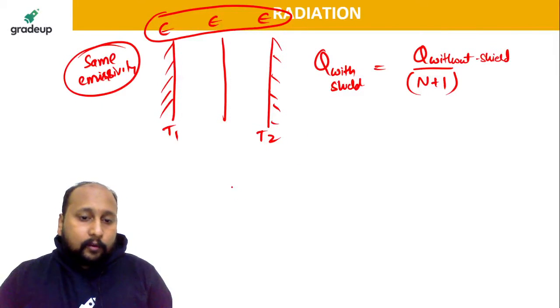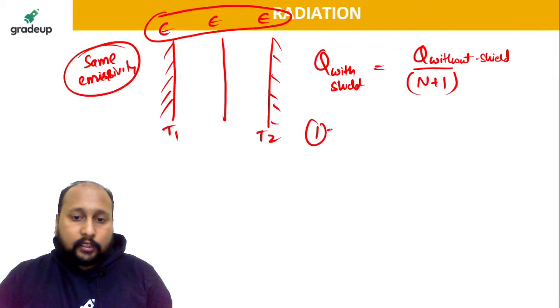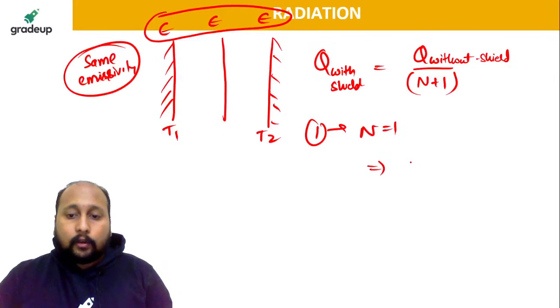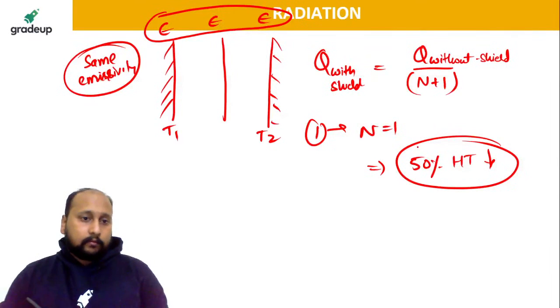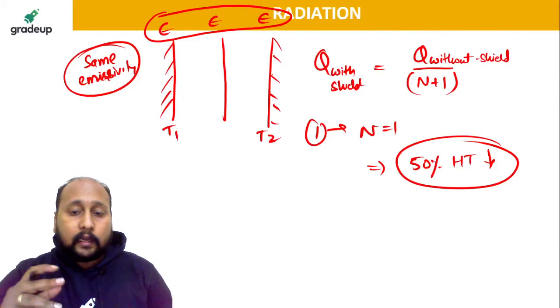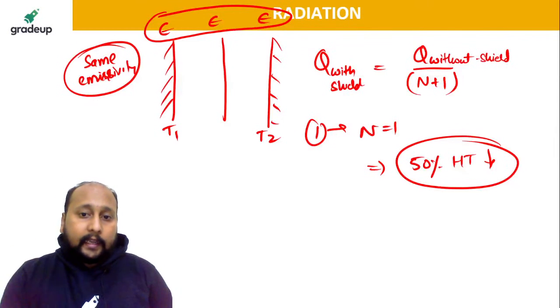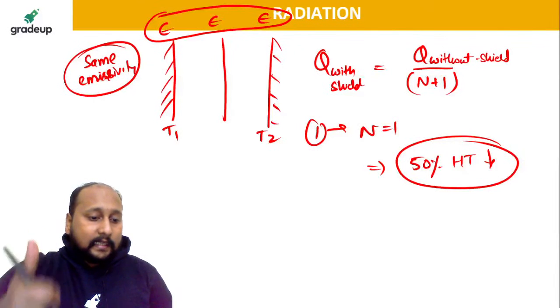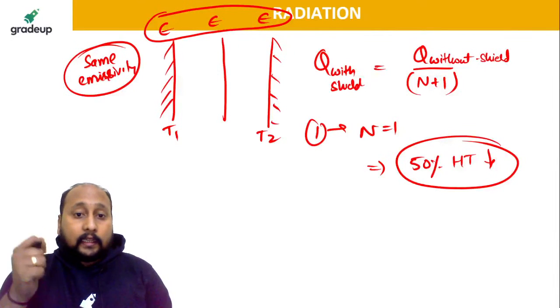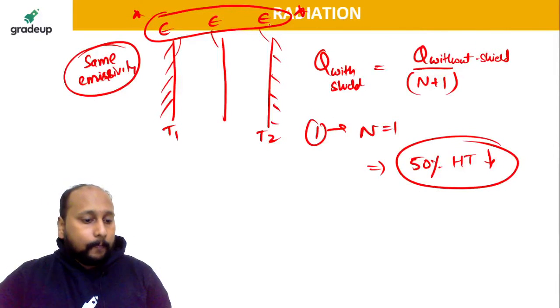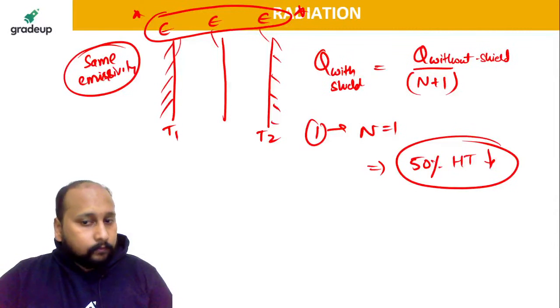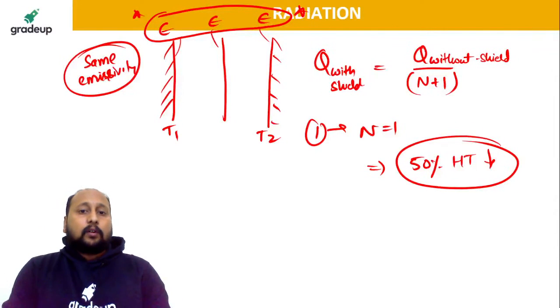Now let us suppose I'm using one shield. That means n is equal to 1. You are able to reduce the heat transfer by 50% by using a single shield. Let us suppose earlier the heat flux was 10 units. Now the heat flux has been reduced to 5 units. Please make sure of this condition. This is only applicable if the plates and the shield have the same emissivity. Is this clear? Understood? This is the complete gist of radiation.